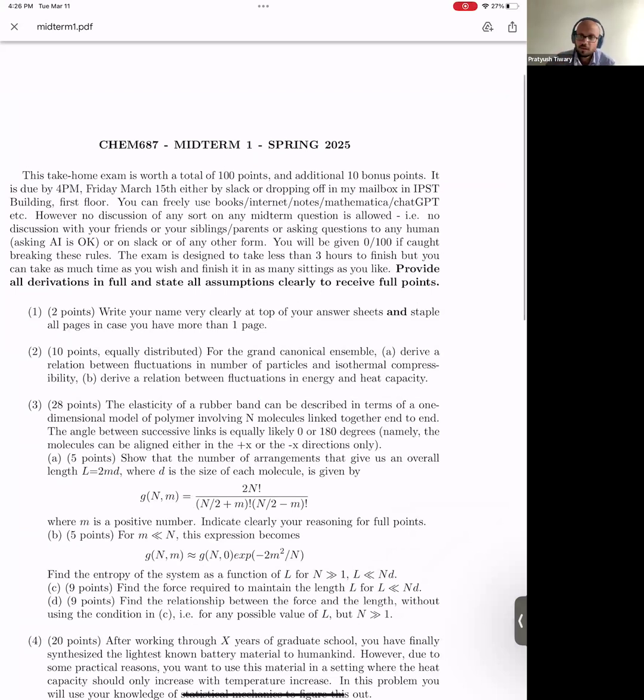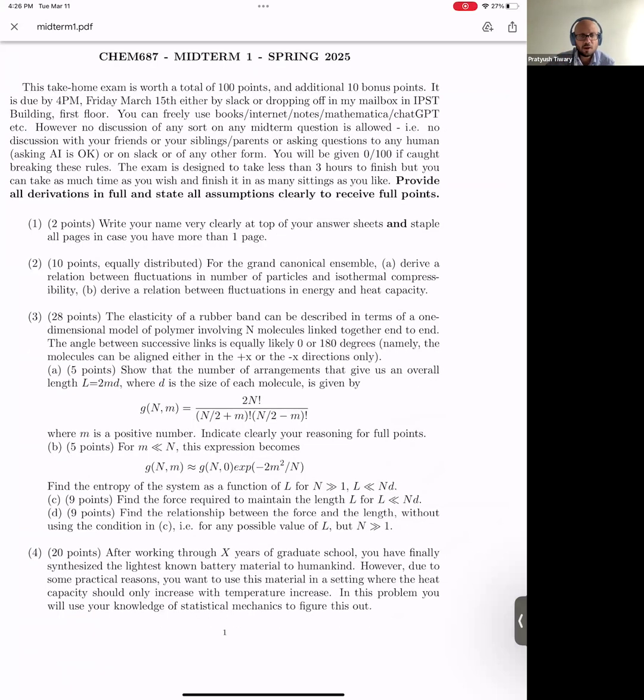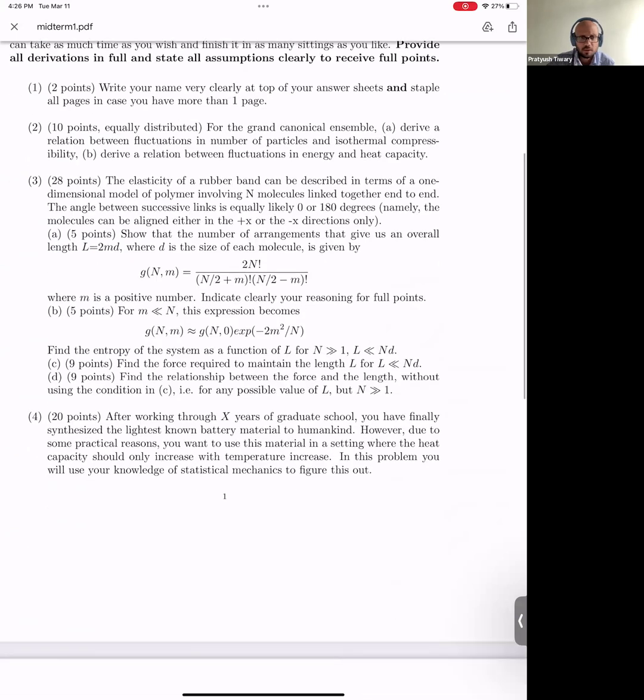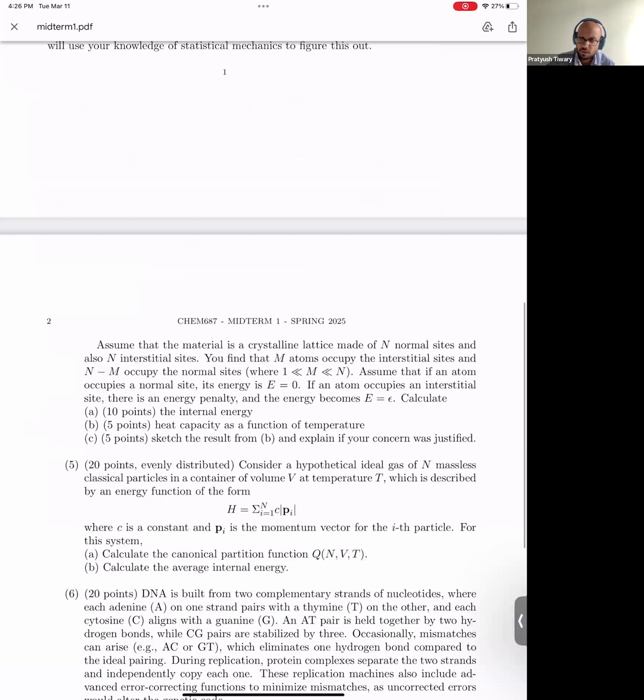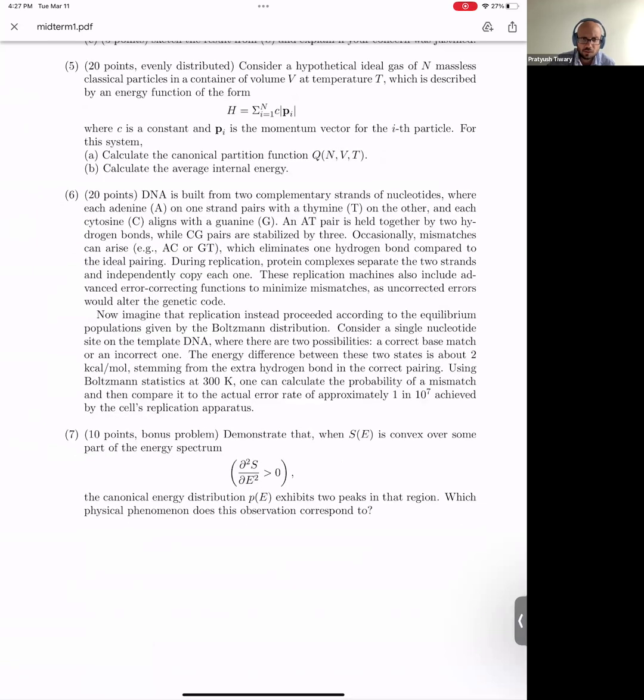It has one fake problem. If you're submitting a printed copy, just make sure to staple it. And if you're submitting something by Slack, make sure to put your name on the top. Otherwise, information gets lost and my life becomes complicated. So it has several questions. In fact, it has a total of 7 questions.